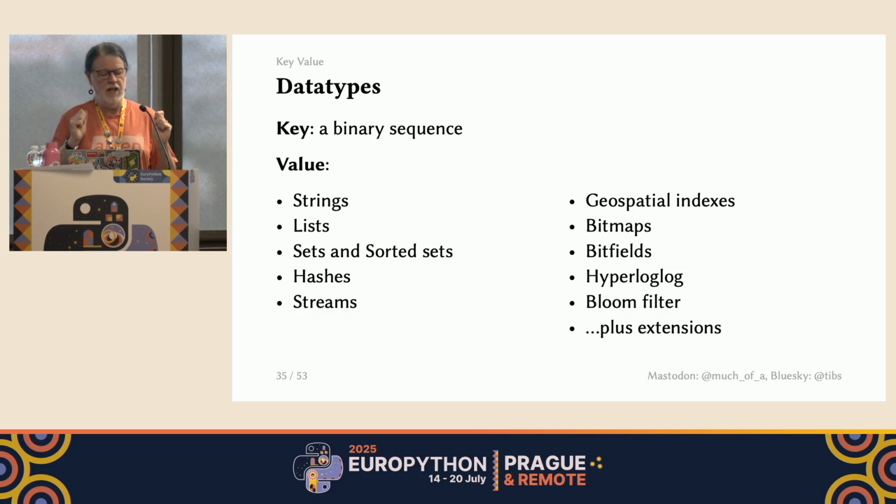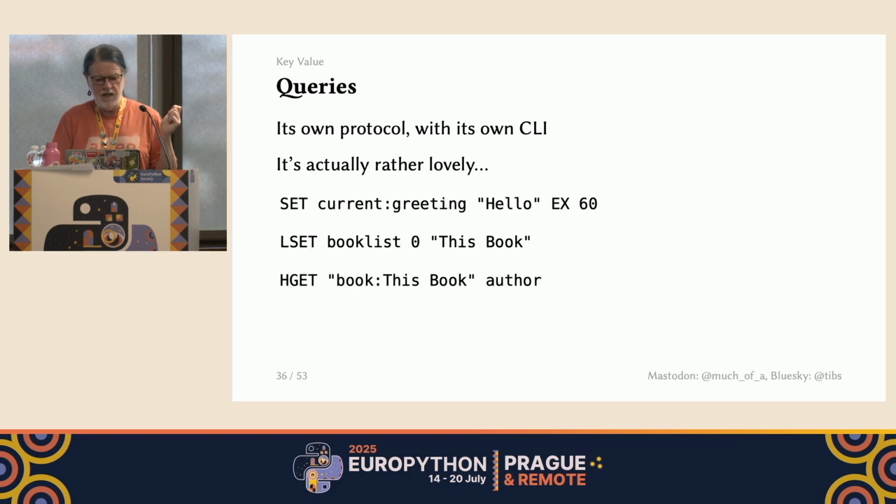Sorted sets are lovely. And some weird things: geospatial indexes, HyperLogLogs, which I still don't understand, and Bloom filters if you're getting quite sophisticated. We'll get to streams in a second. It's got its own CLI protocol and its own CLI, which is rather lovely.